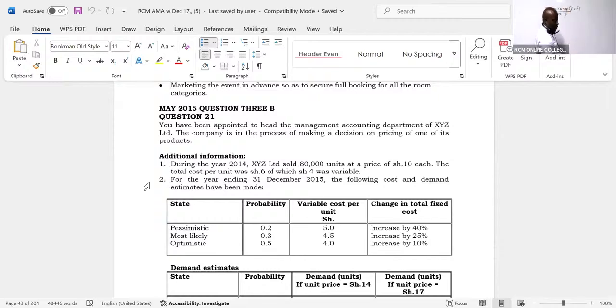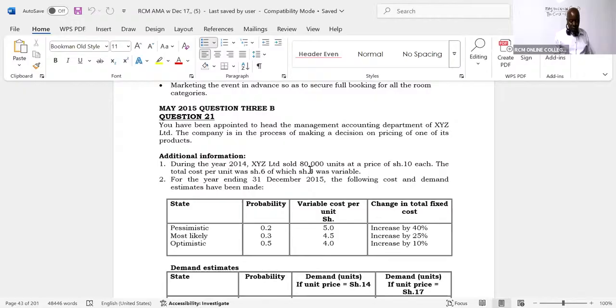Now, ladies and gentlemen, we are told here, you have been appointed to head the management accounting department of XYZ. So in this case, you think like a head of department. You're not just anybody. And we must get this question right because we are heading departments. The company is in the process of making a decision on pricing of one of its products. Additional information. During the year 2014, XYZ Limited sold 80,000 units at a price of 10 shillings each.